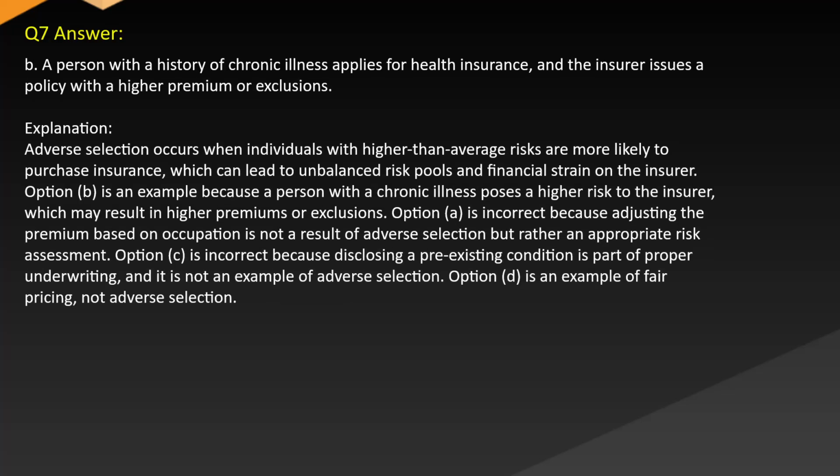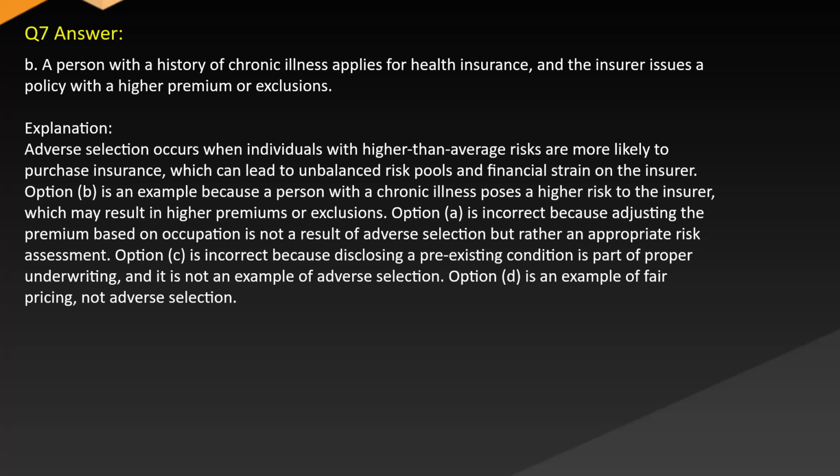Answer: B. A person with a history of chronic illness applies for health insurance and the insurer issues a policy with a higher premium or exclusions. Explanation: adverse selection occurs when individuals with higher than average risks are more likely to purchase insurance, which can lead to unbalanced risk pools and financial strain on the insurer. Option B is an example because a person with a chronic illness poses a higher risk to the insurer, which may result in higher premiums or exclusions.